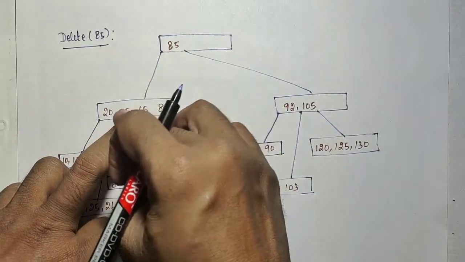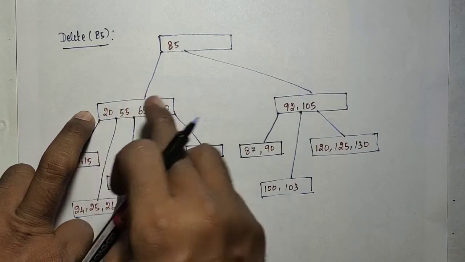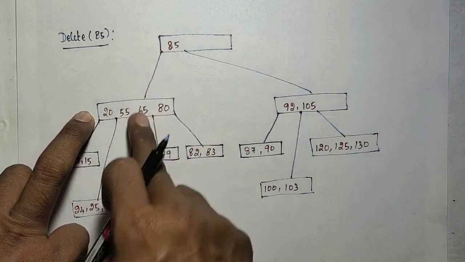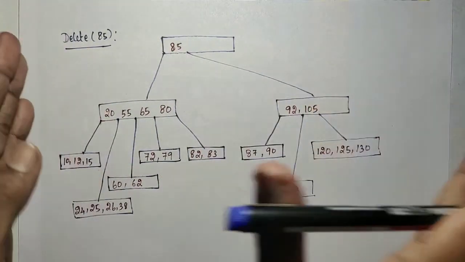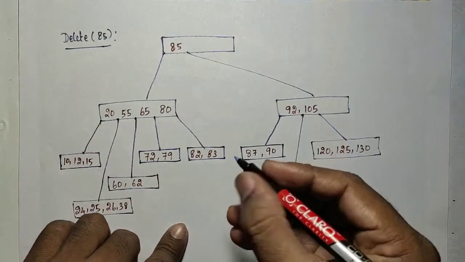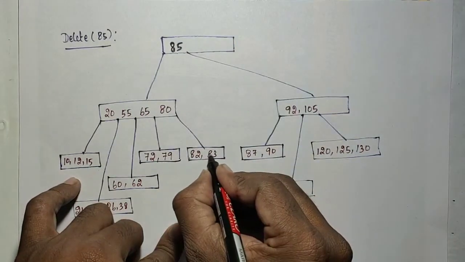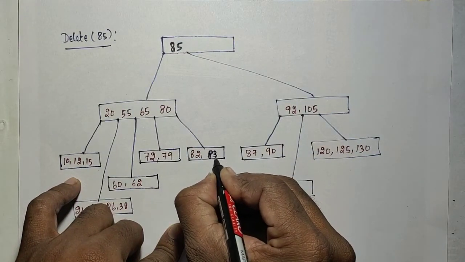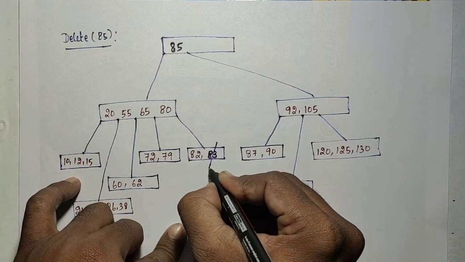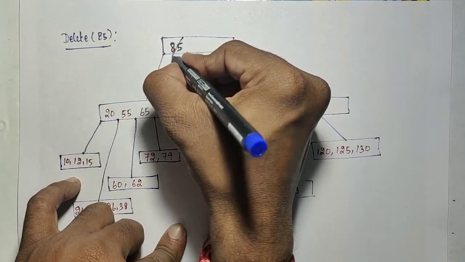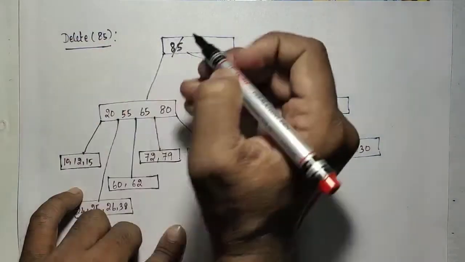So now I'm going to go for the left subtree. The rightmost element means here the 83. So this is the rightmost element, and it will be present on a leaf node only. So 85 is to be deleted, and the rightmost element from the left subtree, 83, is moved from here to this place. Okay, so this is replaced with that 83.